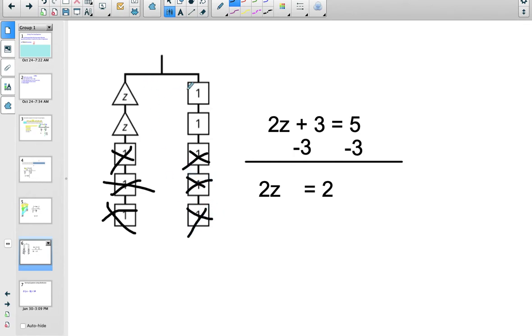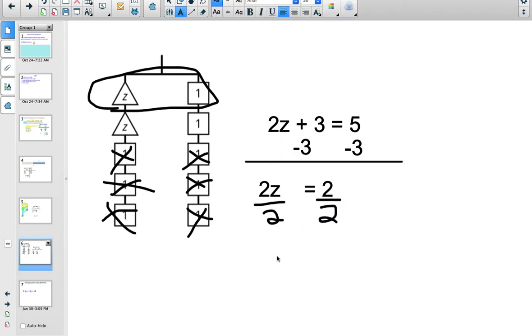So that pretty much is obvious now. If 2Z equals 2, then 1Z equals 1, right? Because when you divide by 2 on both sides, you're going to get 1. So Z equals 1 in this example.